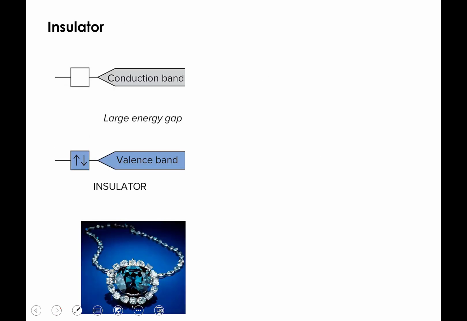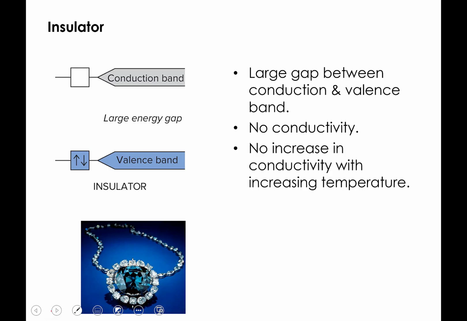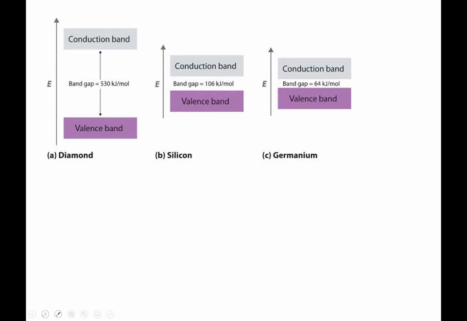Finally, we have the insulator. With an insulator, we have a very large energy gap between our valence and conduction band. And insulators have zero conductivity. There's no increase in conductivity when the temperature increases, and that's just because this energy gap is so large that not even an increase in temperature will increase the conductivity. Diamond is a great example of an insulator. It has a large band gap.